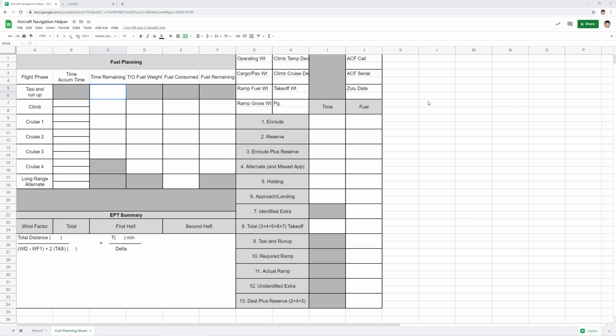Hello everyone, in today's video we're going to be taking a look at fuel planning in a little bit of detail. Now the form you're probably looking at is familiar to all flight navigators everywhere, and this is basically what you'd be using in order to determine that the aircraft that you're flying is going to have enough fuel to actually get you to your destination.